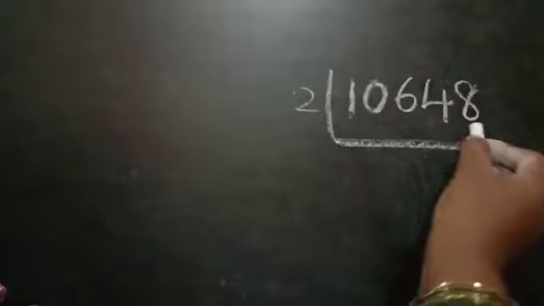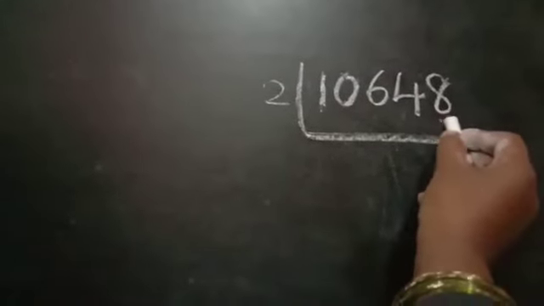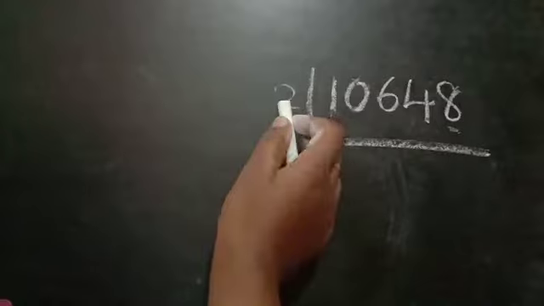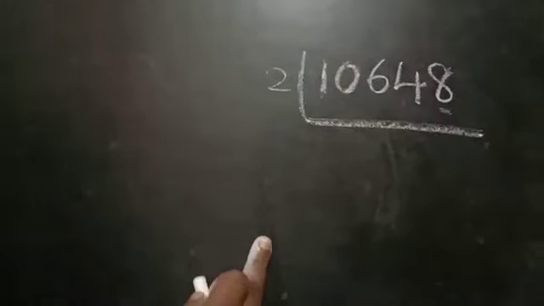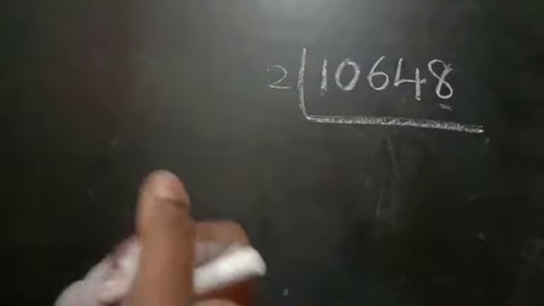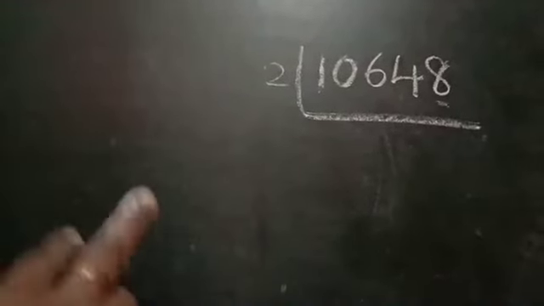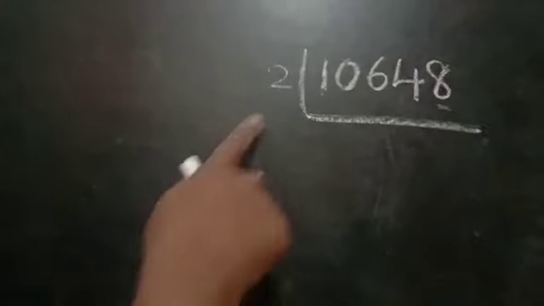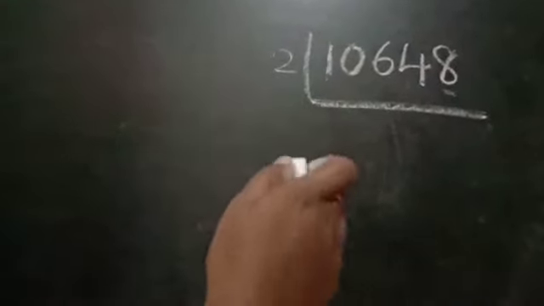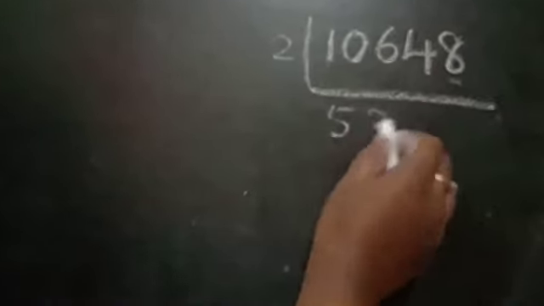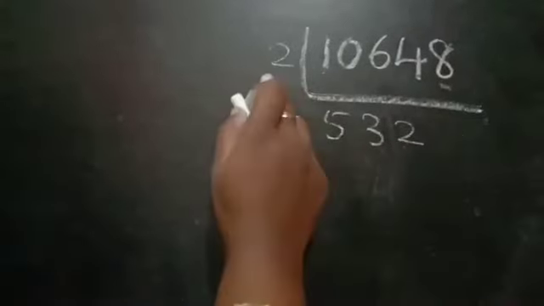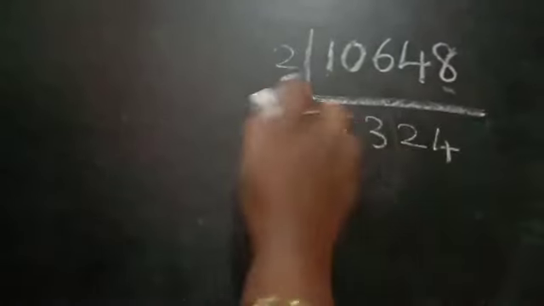Question: 10,648 is given. Here which number is ending with an even number? So it can go by the 2 table. We have to take only prime numbers on this side. Prime numbers are 2, 3, 5, 7, 11, 13, like this. So here the 2 table will go. 5 2s are 10, 3 2s are 6, 2 2s are 4, 4 2s are 8.